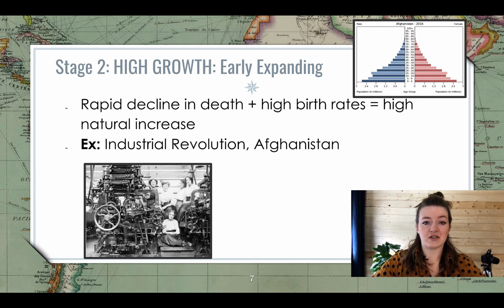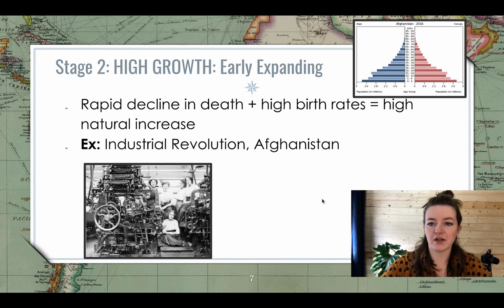So they don't necessarily have the industry, but they do now have medicine that's going to keep them healthier and let them live longer, including the babies, things like vaccines and stuff like that. So now we're going to see these massive rates of increase. Another example is Afghanistan currently.